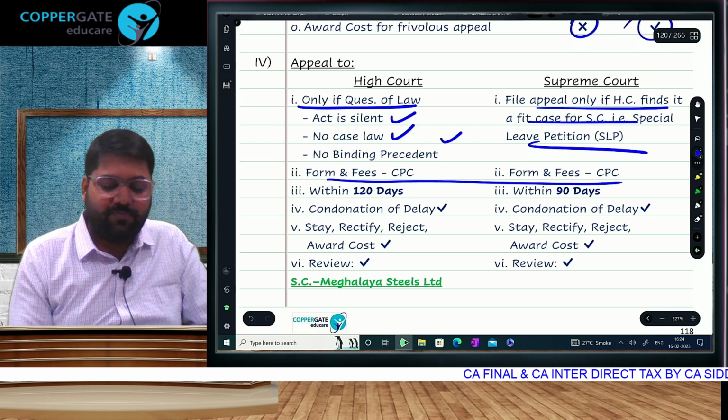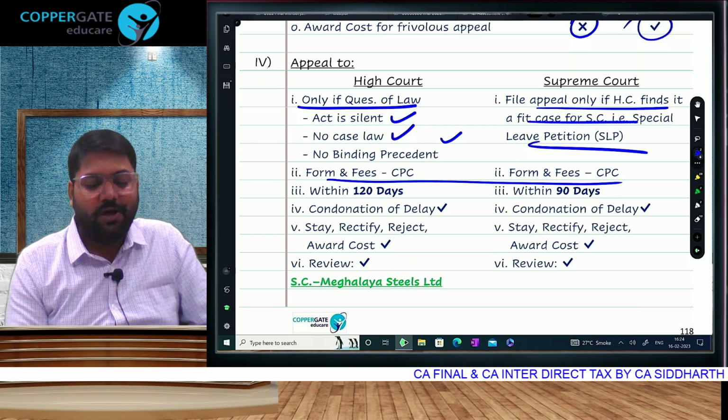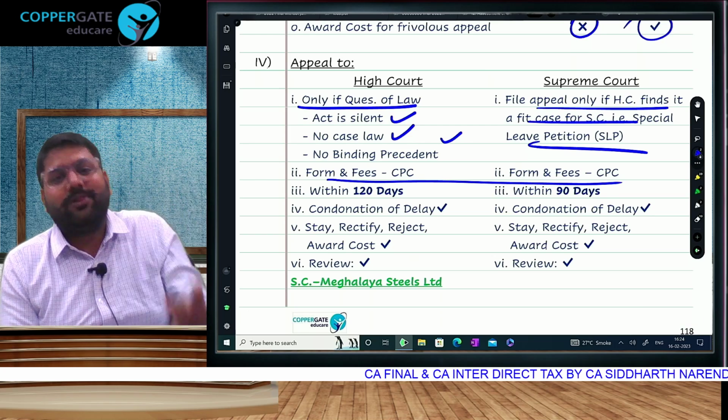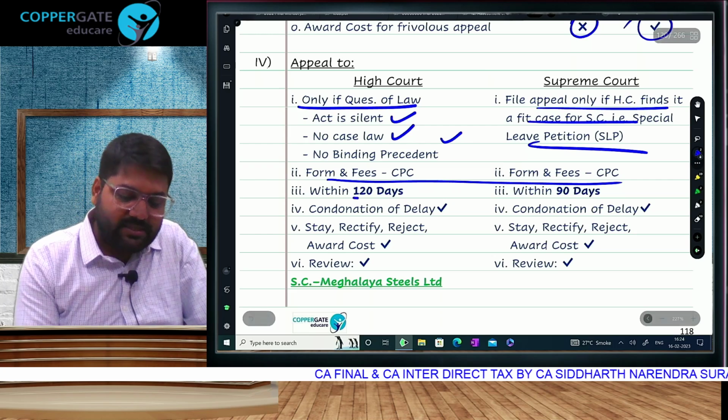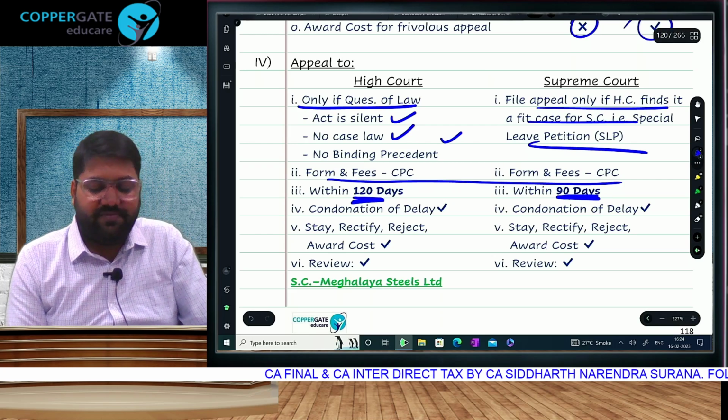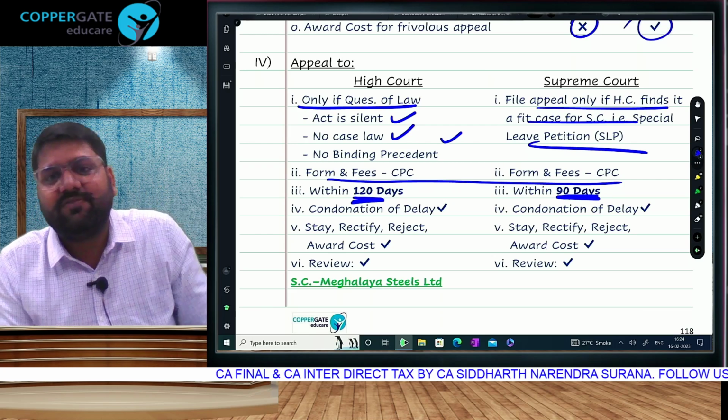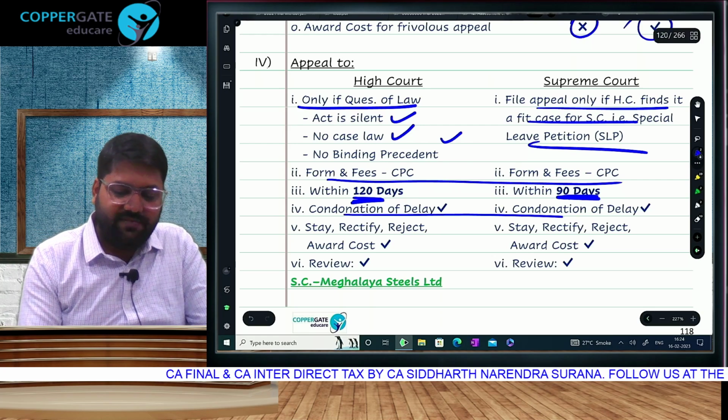Form and fees, here both places will be decided by Civil Procedure Code, because High Court, Supreme Court work for all the laws, not just for income tax. This appeal has to be done within 120 days. This has to be done within 90 days. So effectively it is 30, 60, 120 and 90. Condonation of delay available to both.